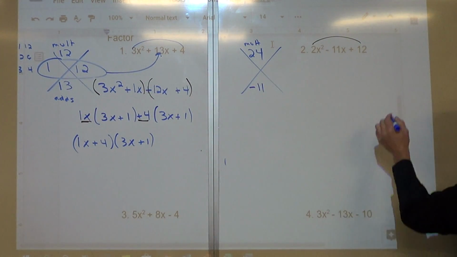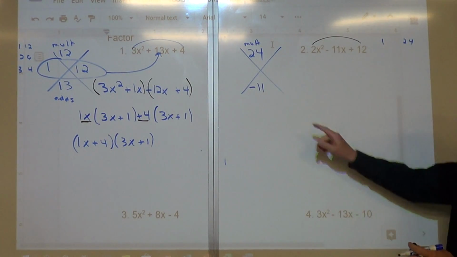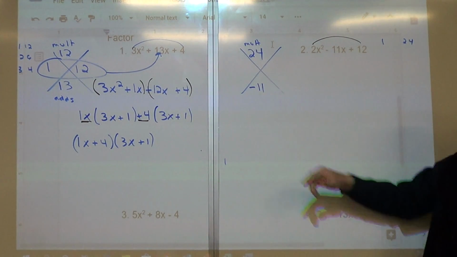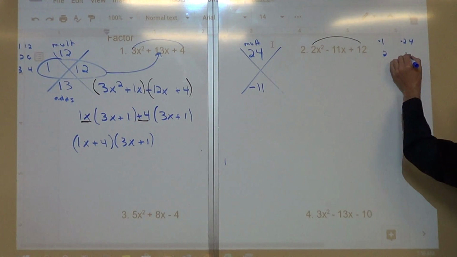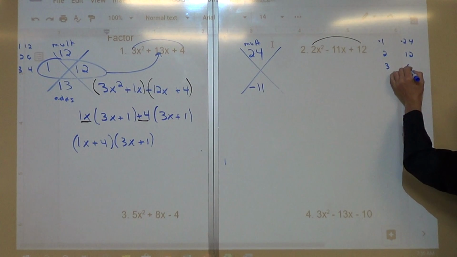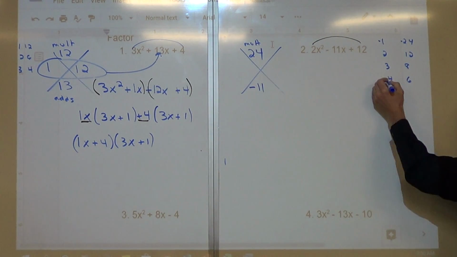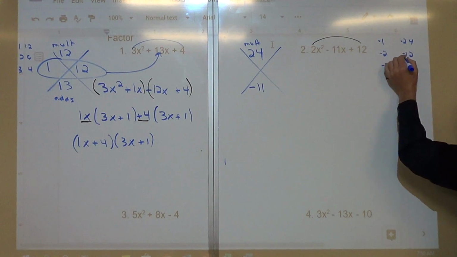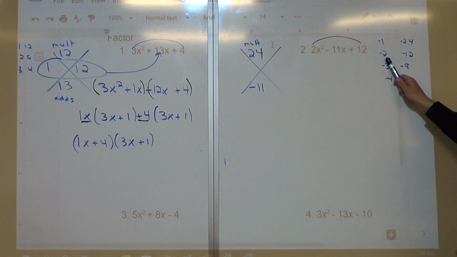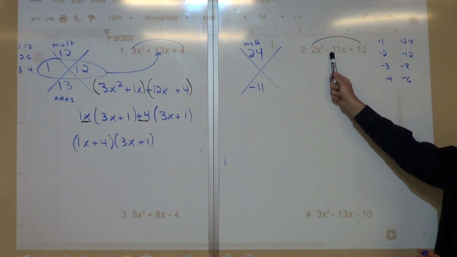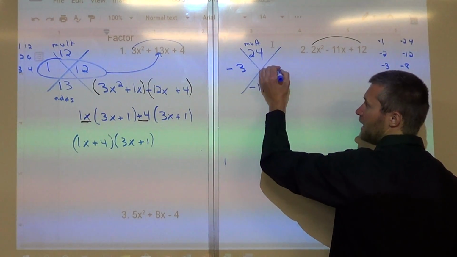Again, if you're not sure, start with 1. 1 and 24. Now we know that they multiply to a positive and add to a negative, so they're both going to be negative. So then 2 and 12, 3 and 8, 4 and 6. 5 doesn't work. 7 doesn't work. So now, which one of these, 4 and 6, 3 and 8, 2 and 12, 1 and 24, adds to negative 11? It'd be negative 3 and negative 8.